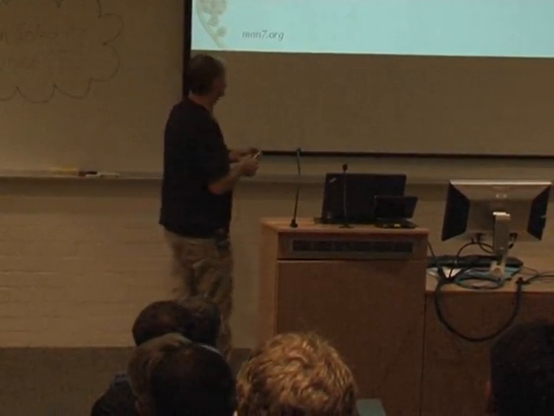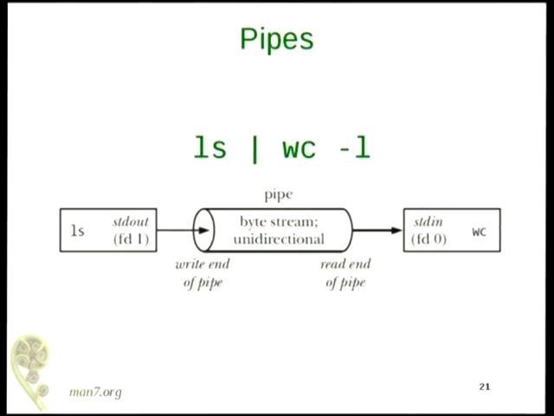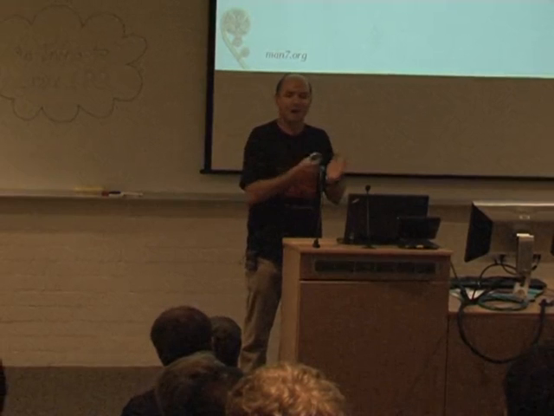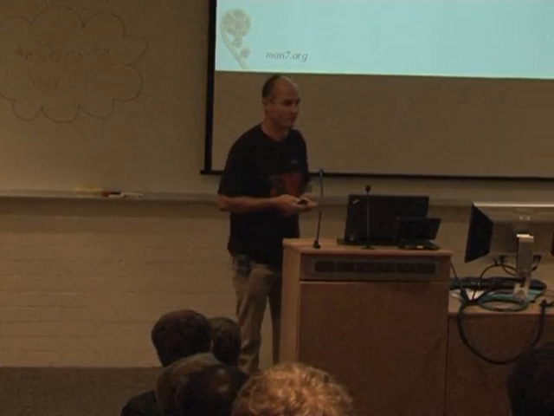A pipe has a write end, that's the end that things go in, and a read end where the data comes out. So a pipe is just a buffer in the kernel. You can't seek on it, you can just do sequential reads. And I said this already, it's unidirectional. One thing, because it's a byte stream, you can't have multiple readers and writers. I mean, technically you can, but because data might be interspersed between writers, or readers would compete to read the bytes. Practically, it's difficult to do anything useful with multiple readers or multiple writers.